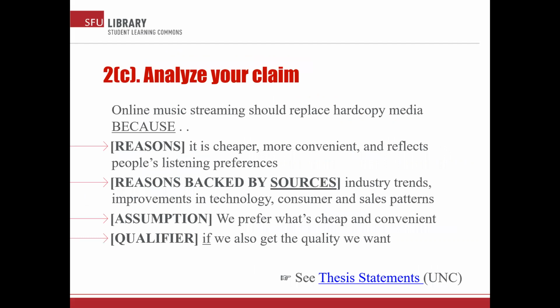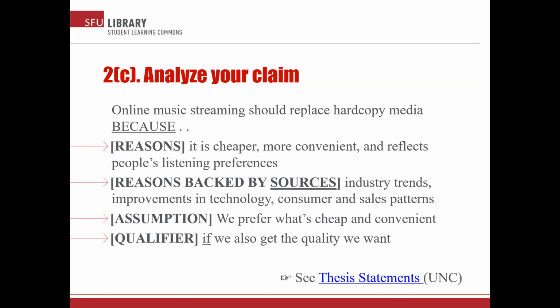Once you have a claim, your next step is to analyze it. So here you'll want to come up with reasons why your claim is true. These reasons can be logical, or they can be backed up by information or evidence from your sources, and it's important to also consider what sort of assumptions or qualifiers may be underlying your claims or reasons.